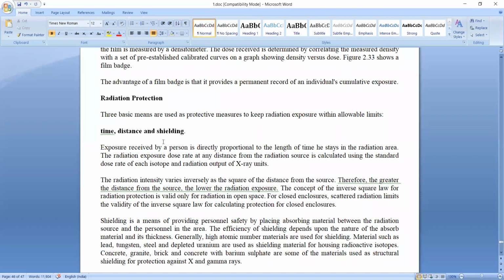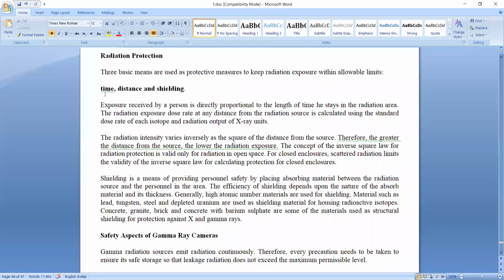Suppose first thing, time. Exposure is directly proportional to the time, meaning if you spend more time in the radiation area, the exposure dosage is very high. If you spend less time, you can avoid the exposure dosage. Next one, distance. If you maintain more distance, your exposure dosage is less. If you are closer to the source, you are exposed to more dose of radiation.